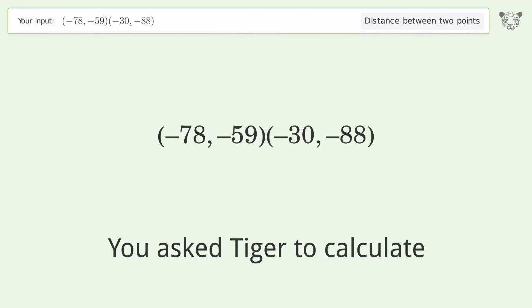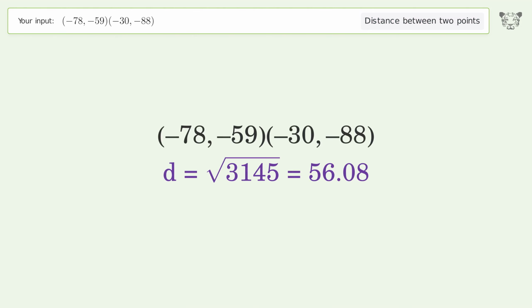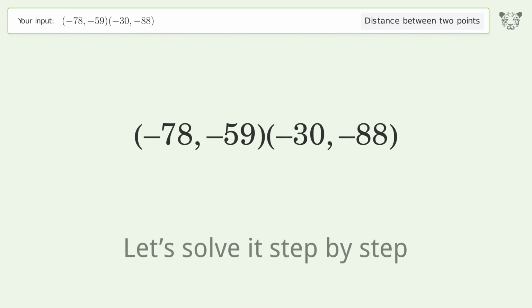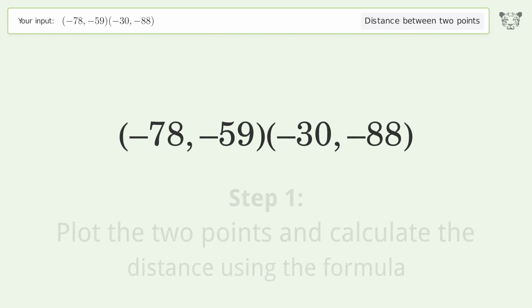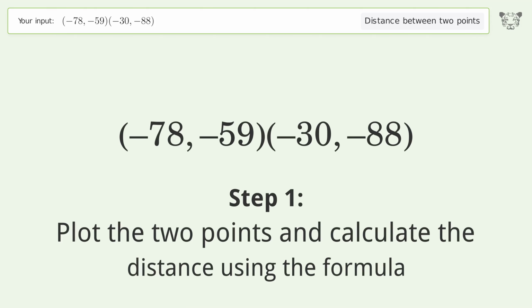You ask Tiger to calculate. This deals with the distance between 2 points. The distance between the 2 points is the square root of 3,145, or 56.08. Let's solve it step by step. Plot the 2 points and calculate the distance using the formula.